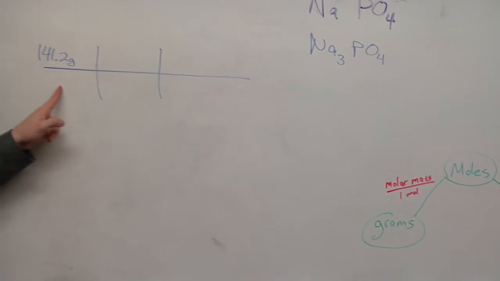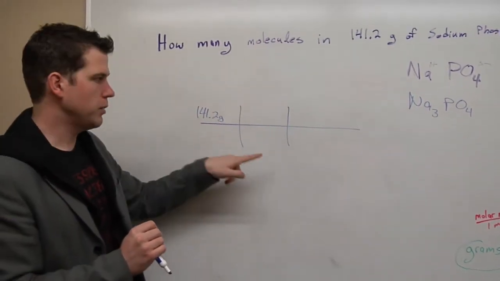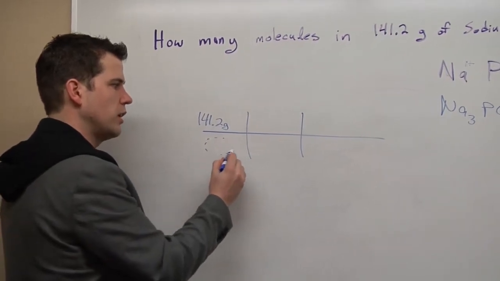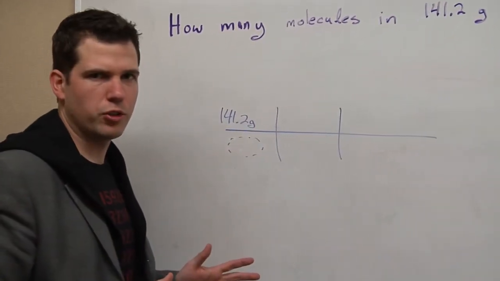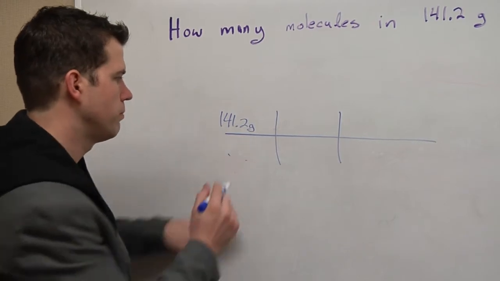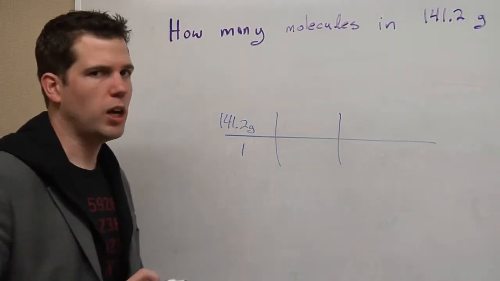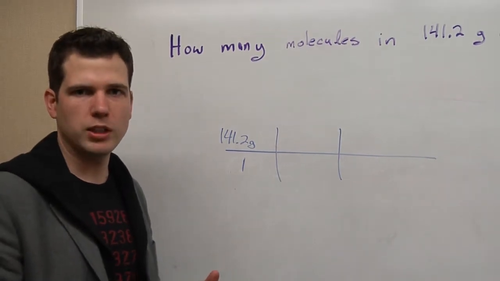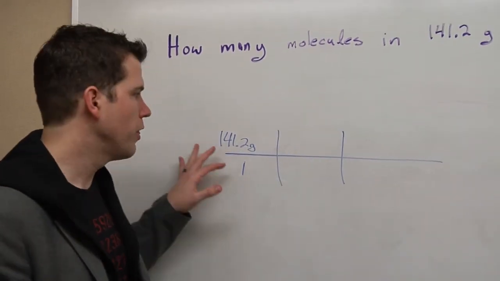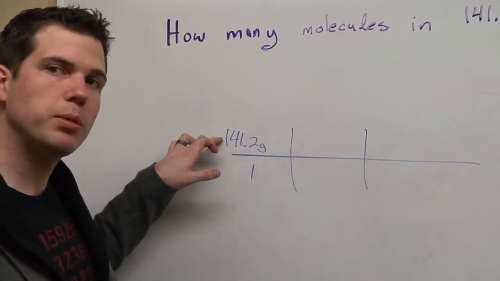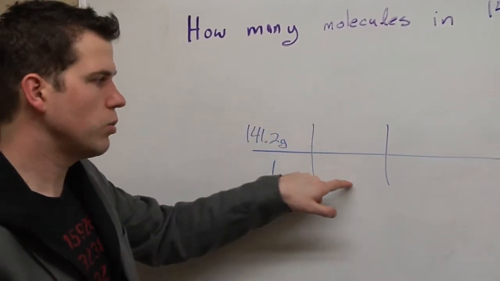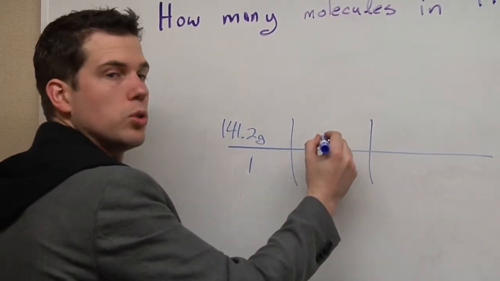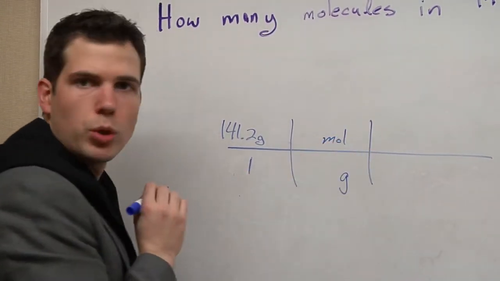So let's go back here. We are getting rid of grams, so grams goes in the denominator. Now you'll notice that nothing is down here. If you're uncomfortable with that, just put a 1. Not 1 mole, not 1 gram, just a 1. Because anything divided by 1 is the same thing it started with. So that's your first fraction. The number given in the problem divided by 1. We are getting rid of grams, so we put grams in the bottom. We are going toward moles, so moles goes in the top.